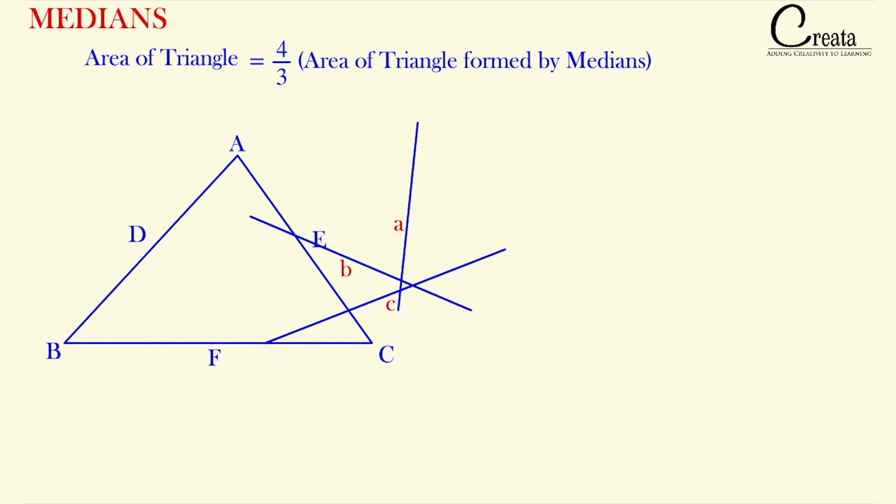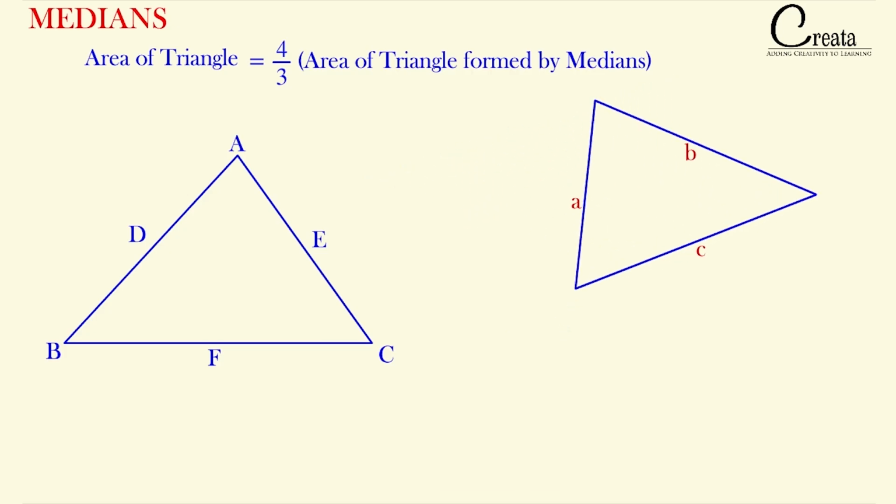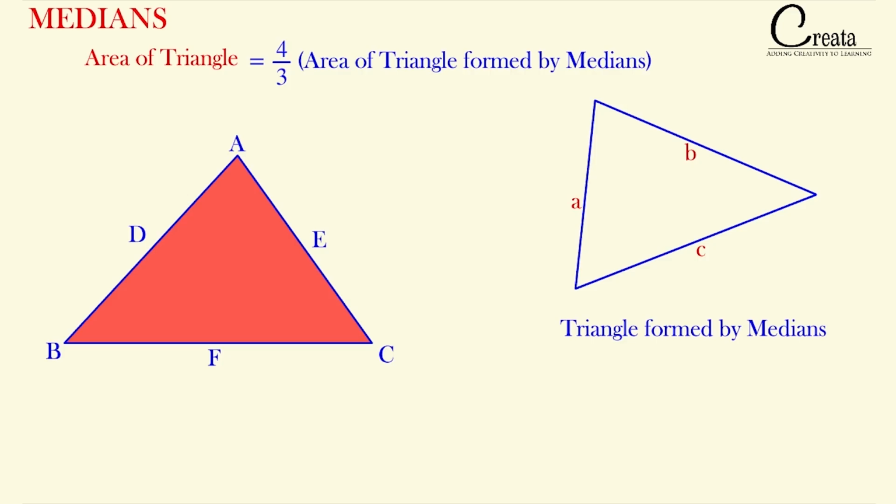Let's take the 3 medians out of the triangle. Can we form a triangle from these 3 sides, that is, a triangle with sides A, B and C? This triangle we will call the triangle formed by the medians. As per this concept, the area of the complete triangle ABC is equal to 4/3 times the area of the triangle formed by these 3 medians. This is a very important concept, you should remember it.